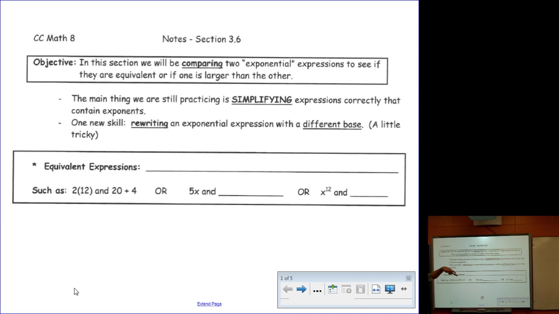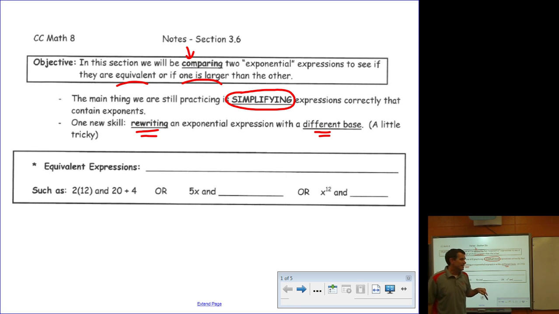It says in this section we will be comparing two exponential expressions to see if they are equivalent or if one is larger. All right? But really, the main thing we are still practicing is simplifying. And we have one new skill here, and that one new skill is rewriting an exponential expression with a different base. So we'll look at that in a minute. Let's start with two equivalent expressions.